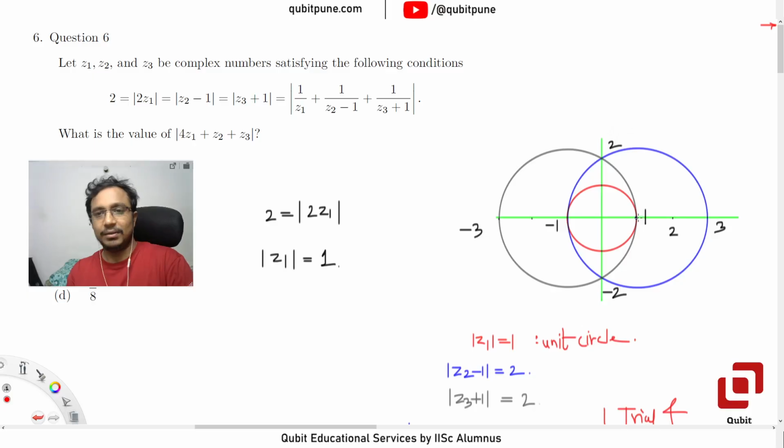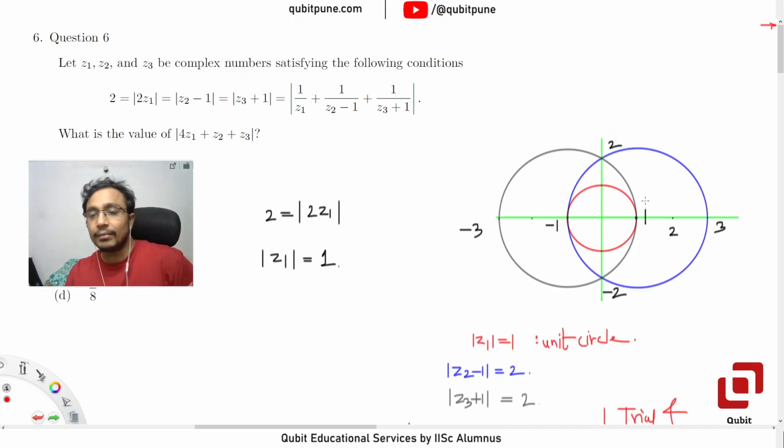And if you take mod of z2 minus 1 equal to 2, that I have shown in the blue color, with center at 1 and radius equal to 2. So the radius is 2, so here it will go up to 3 and here it will go up to -1. So it will have only one point of intersection with the unit circle, and that would be -1.